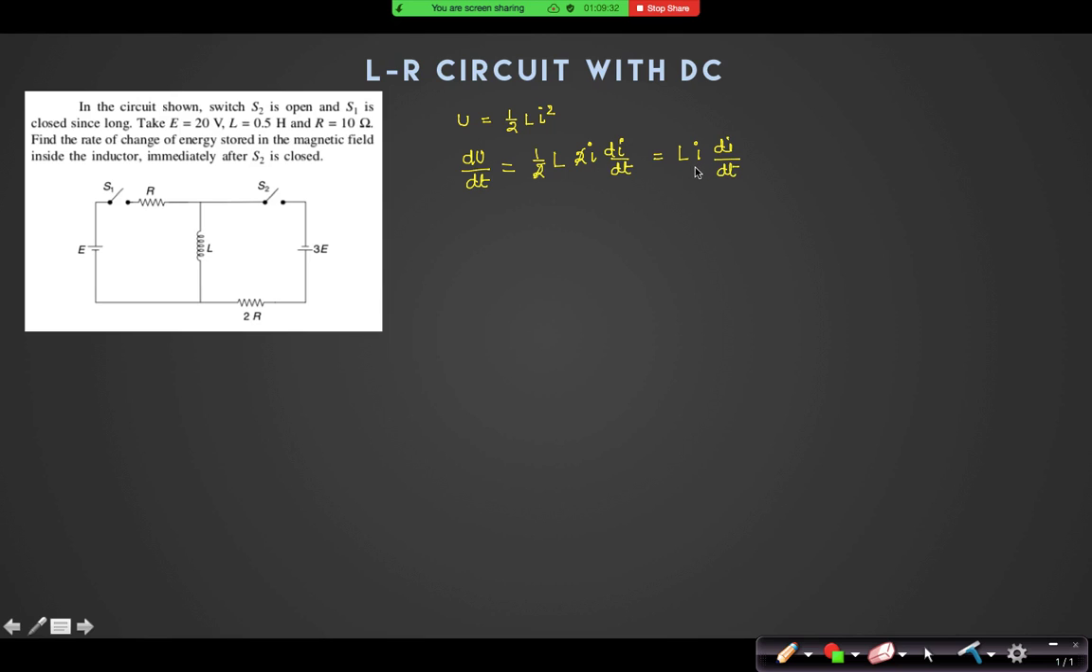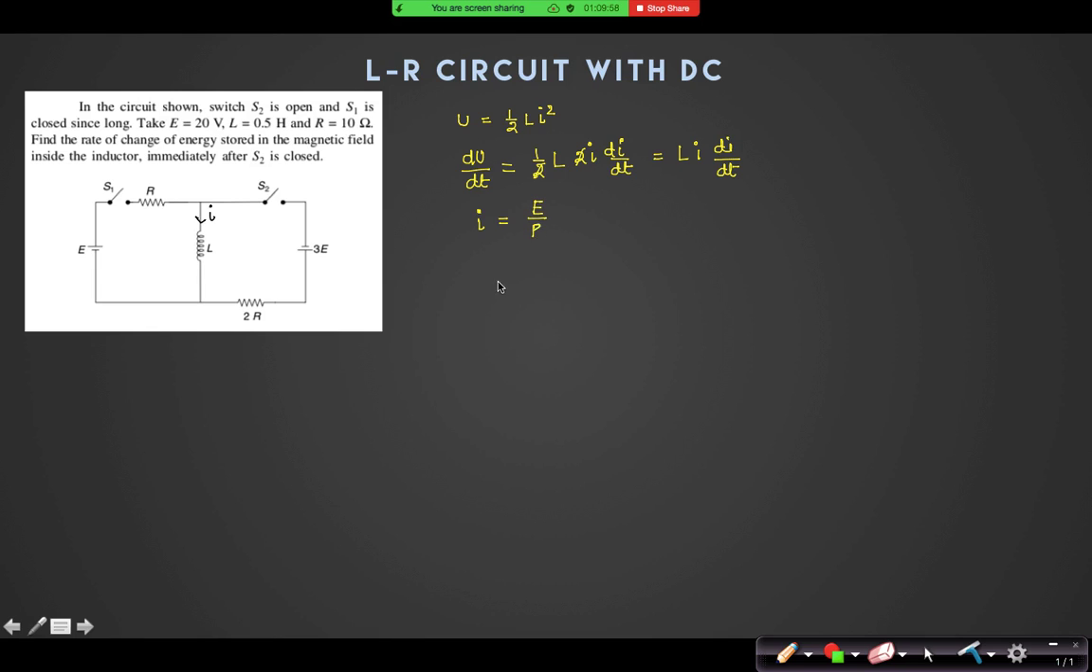Now current, can I say that current will remain the same before and after closing that switch? Yes or no? Yes. Current in the inductor, will it change? No, it will remain the same. So what is the value of current? Can you tell me? 2 ampere. I, yes, E by R. E by R only.